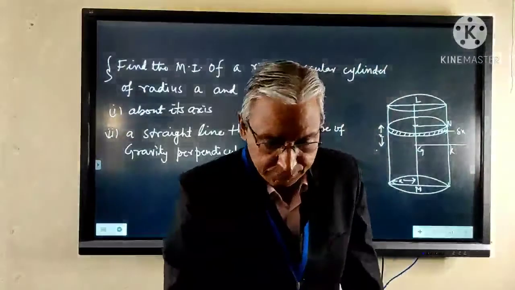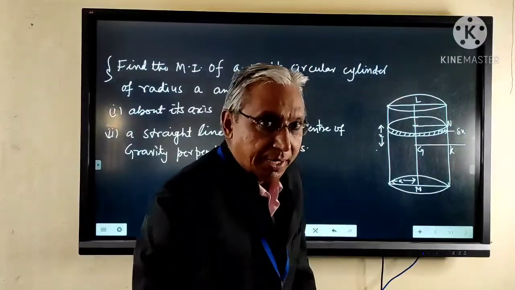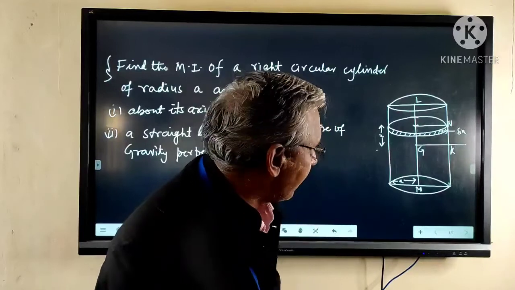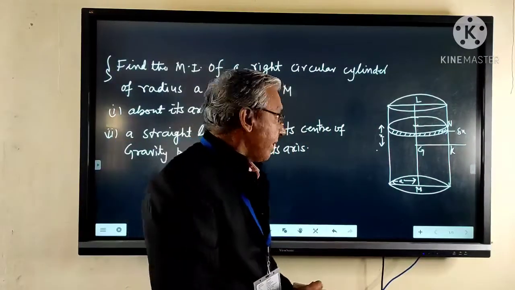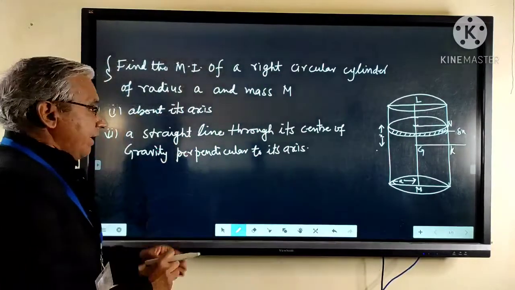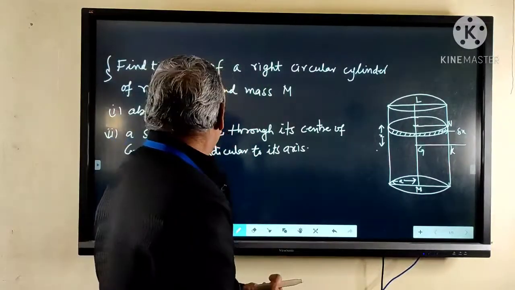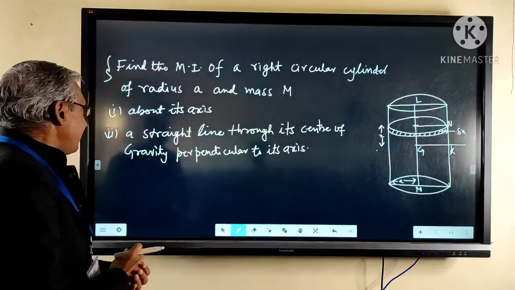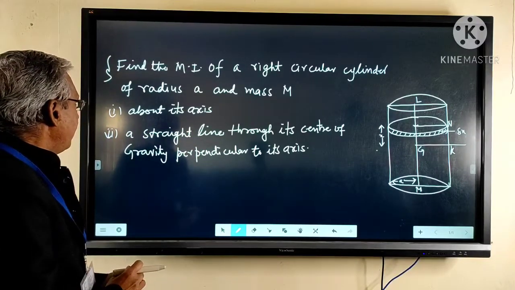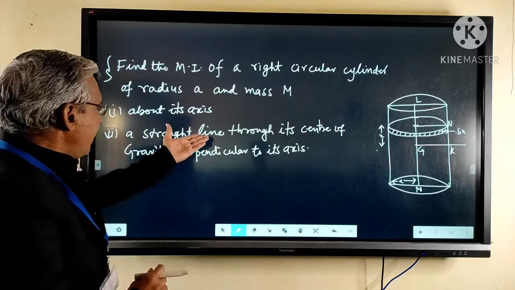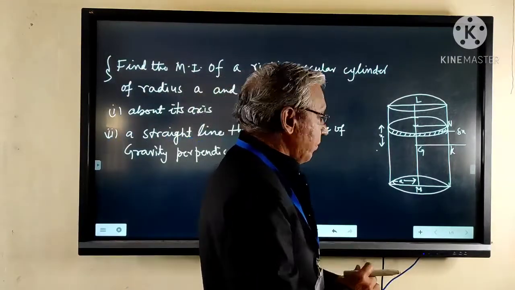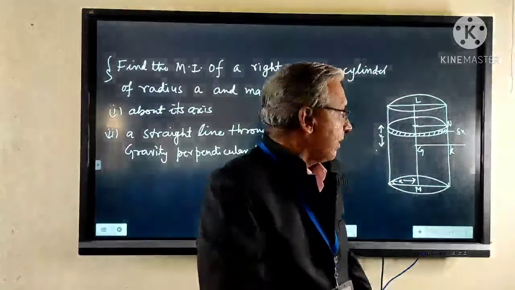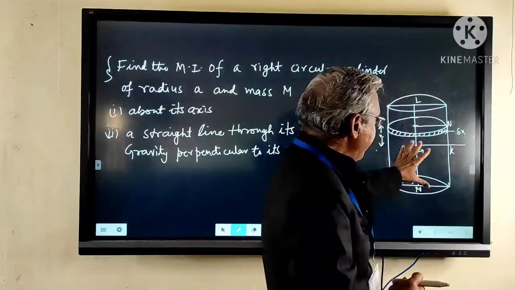Good morning students. Today we will find the moment of inertia of a right circular cylinder of radius a and mass m about its axis and about a straight line through its center of gravity perpendicular to its axis. Suppose this is a right circular cylinder.